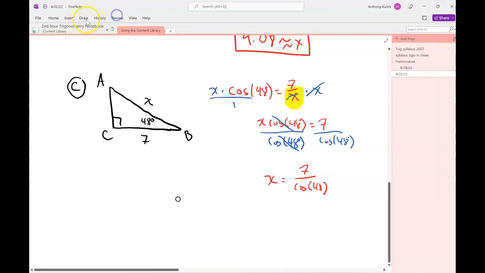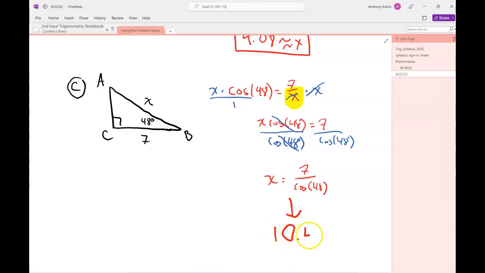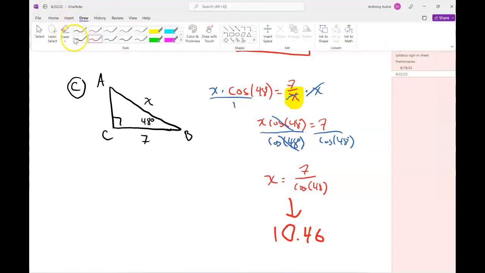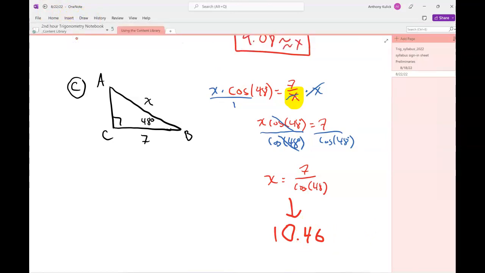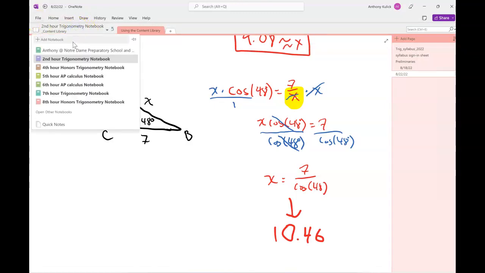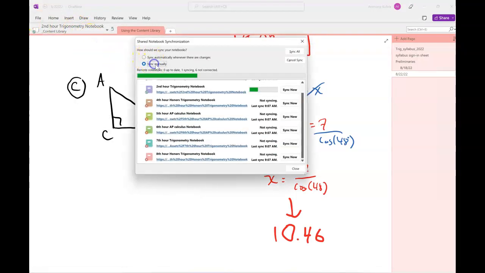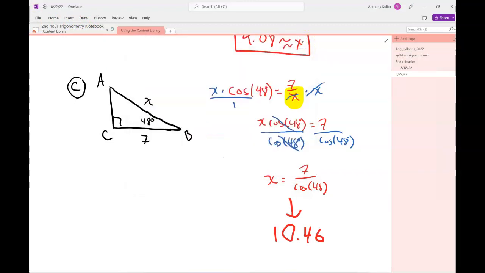And my pen has stopped working again. She was mocking me. All right. So is it just 10.4? Yeah. X is approximately, yes. My pen stopped working and I wanted to, I heard uncle.